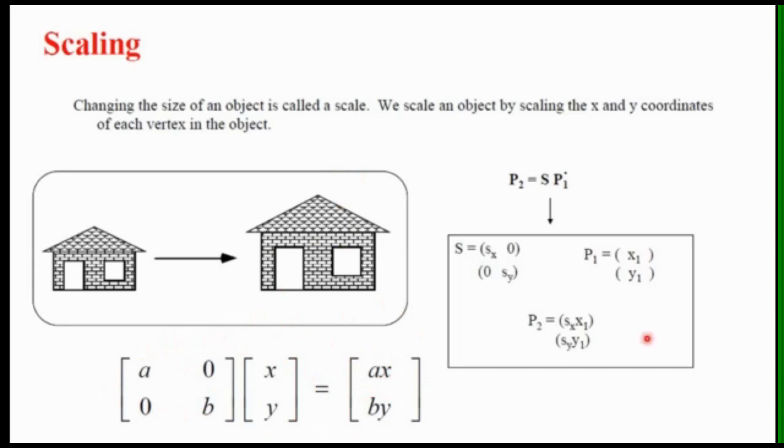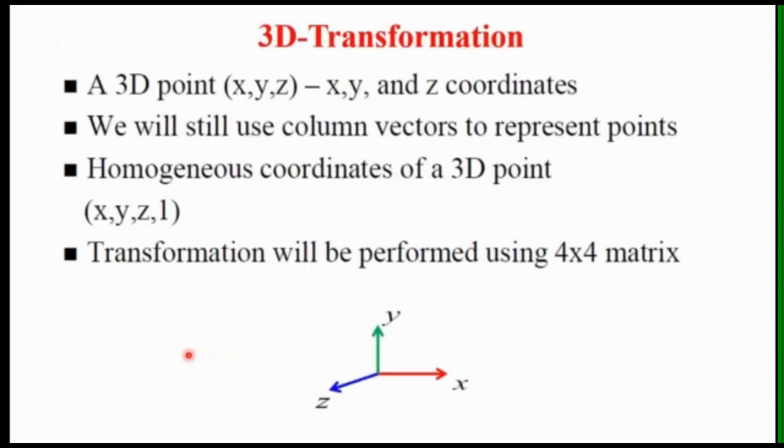Now this is all about 2D transformation. In two-dimensional transformation, two coordinates are required, and a 2 by 2 matrix is used to transform. But in the case of 3D transformation, a 3D point is represented by x, y, z coordinates. We will still use column vectors to represent points in 3D transformations, and again the homogeneous coordinate of the 3D point is required.